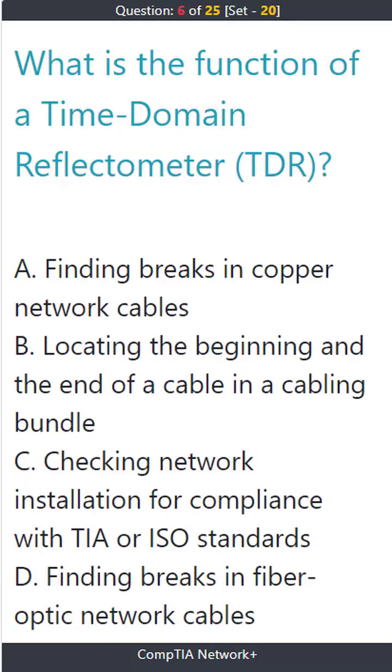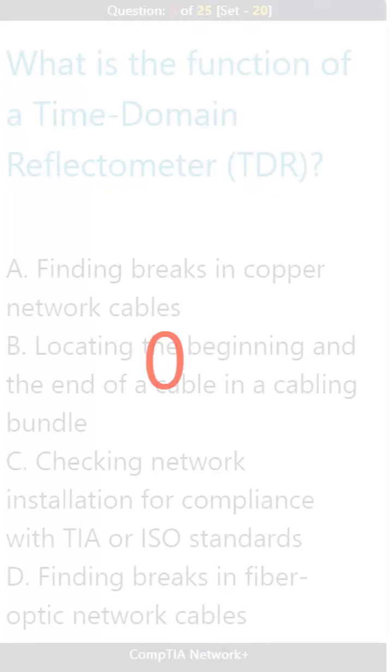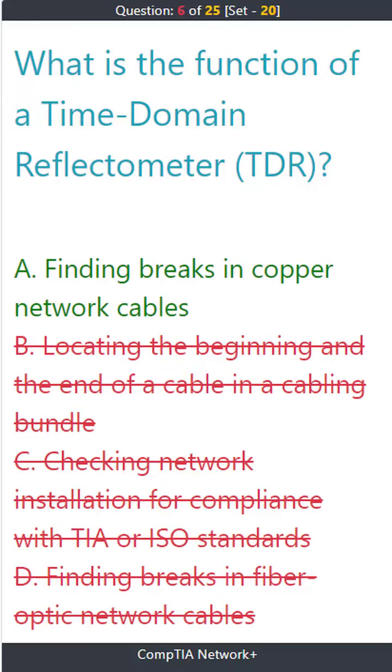Question 6. What is the function of a time-domain reflectometer, TDR? A. Finding breaks in copper network cables. B. Locating the beginning and the end of a cable in a cabling bundle. C. Checking network installation for compliance with TIA or ISO standards. D. Finding breaks in fiber optic network cables. The correct answer is A. Finding breaks in copper network cables.